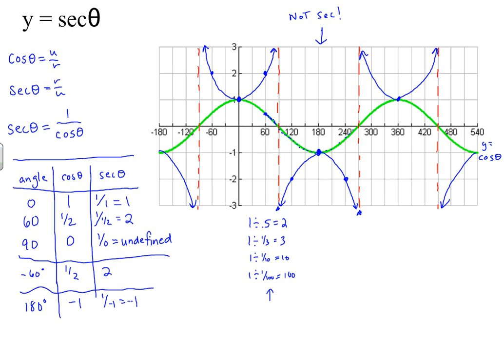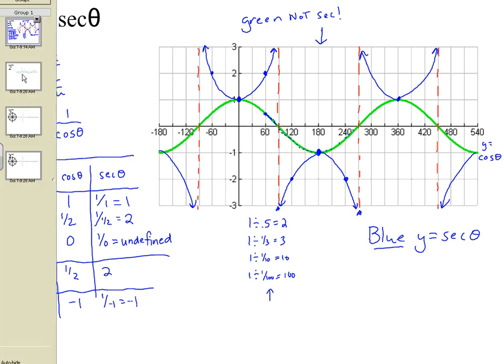Now remember that the green part is not the secant graph. The only part here that is the secant graph is what I've drawn in blue. So the blue is y equals secant theta. And just to clarify, the green is not secant. The blue is secant. Okay, that's all there is for secant theta. It makes a lot of sense, I hope. And what we're going to do now is look at the same thing for cosecant.